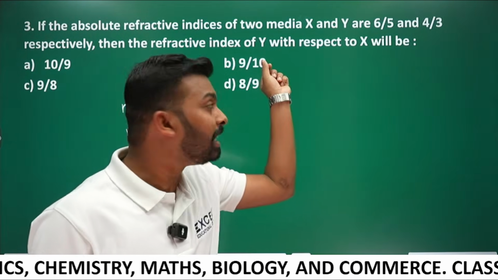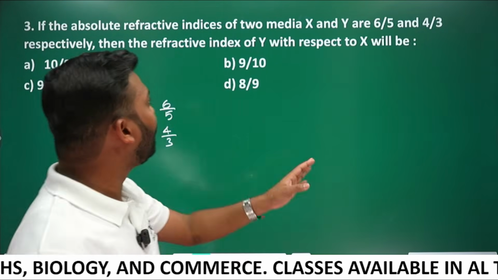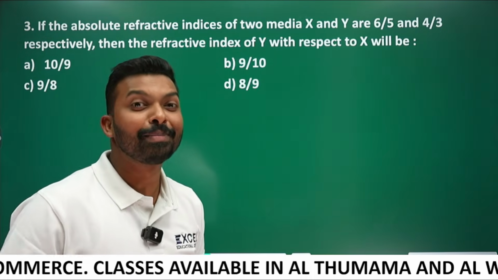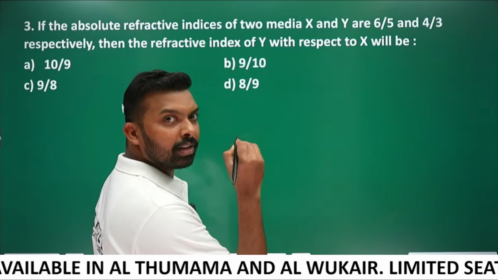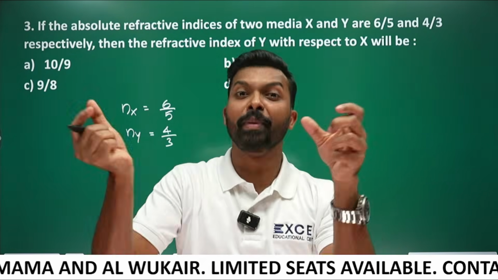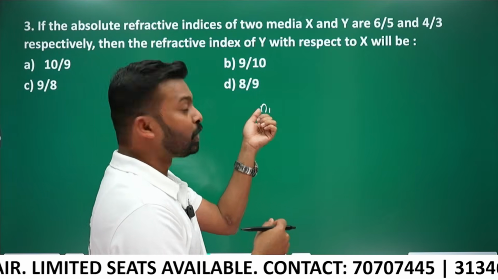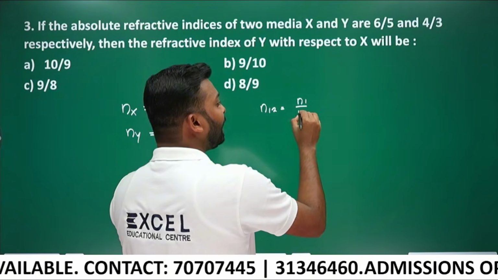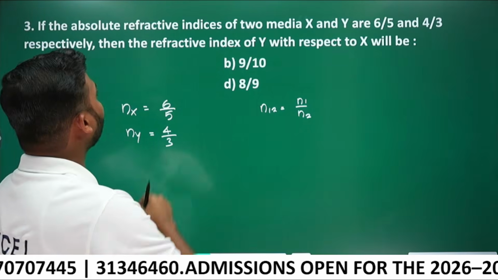Absolute refractive index is the refractive index itself. Now we have to find the refractive index of y with respect to x. This is basically the relative refractive index. How do we find the relative refractive index? We are comparing the refractive indices of two media, comparing with respect to another medium. Think of two media, 1 and 2. The refractive index of 1 with respect to 2 is equal to n1 by n2.